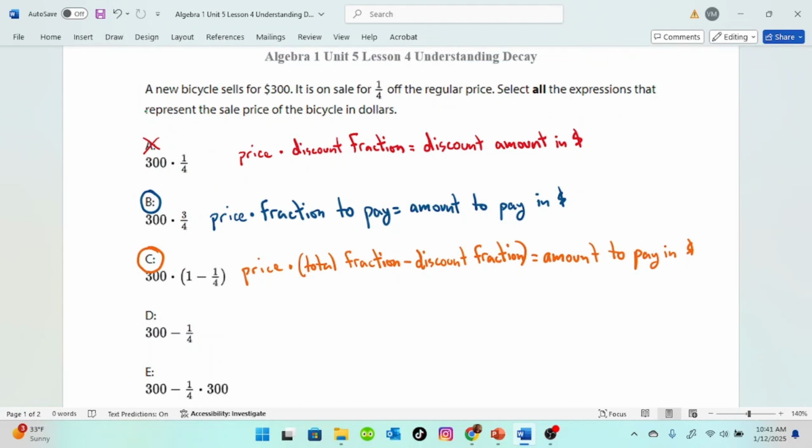Now we look at D. D has 300, which is the price, but now it says minus 1/4. Well, if you subtract 1/4, that's actually all that you're doing. You are subtracting 25 cents, and that gives you $299.75. That is not the sale price. This doesn't mean anything. So it's not D.